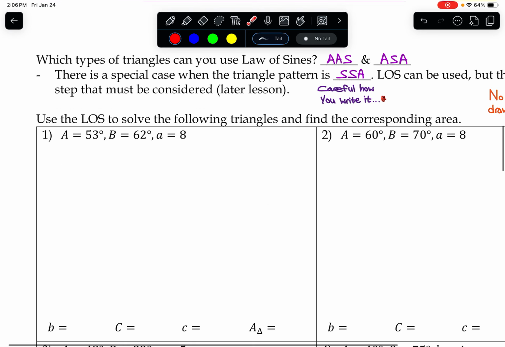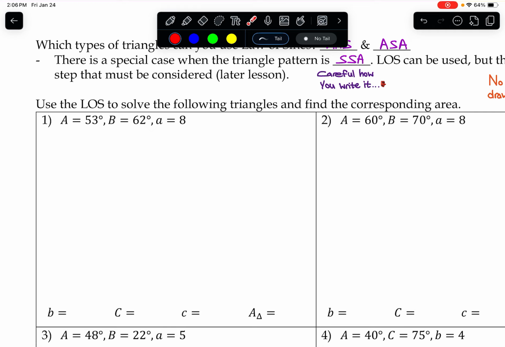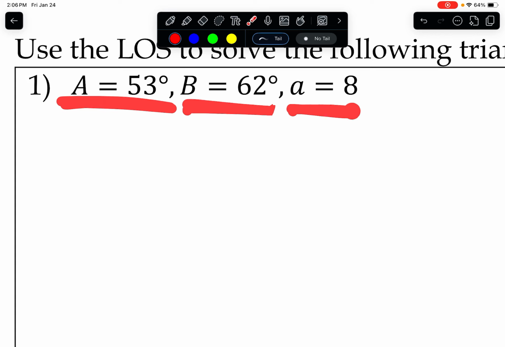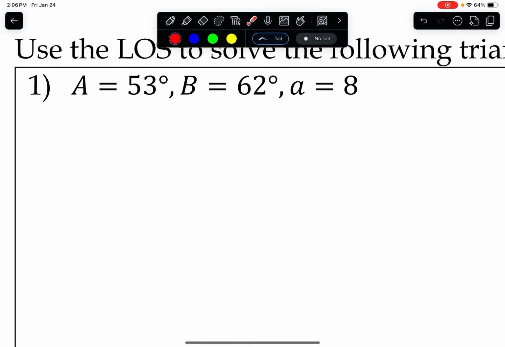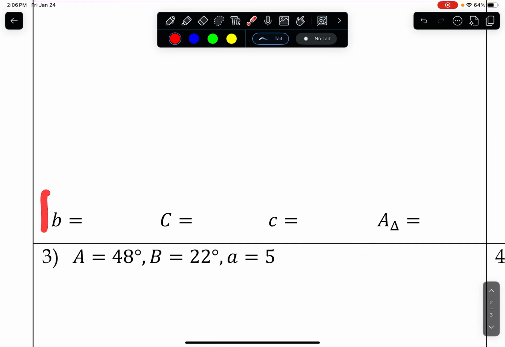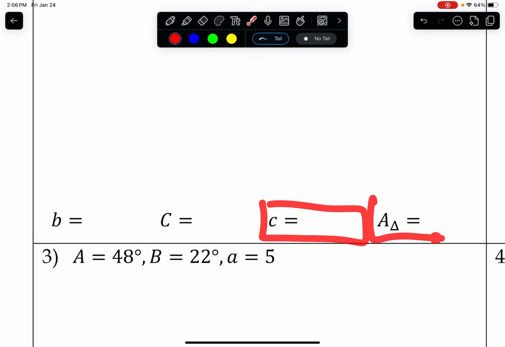All right, so starting off, we're going to use the law of sines to actually solve these triangles and find the corresponding area. So I give you three values in this case. So in this case, I give you angle A, angle B, and then side A. So once again, kind of a throwback, uppercase letters are going to represent your angles, lowercase letters are going to represent your sides. And then you need to find all the missing components. So we need side B, we need angle C, side C, and then the area of the full triangle.